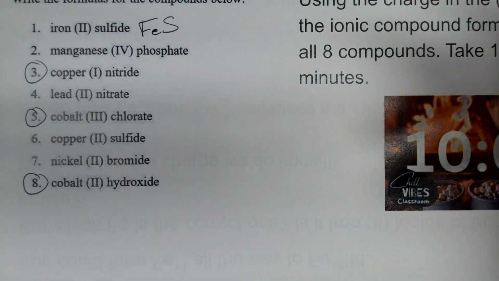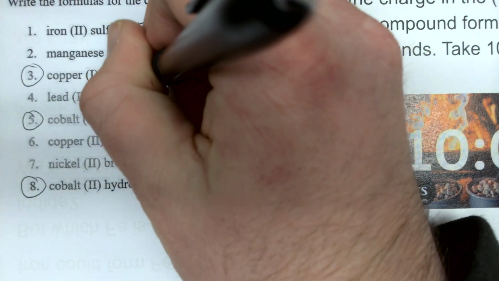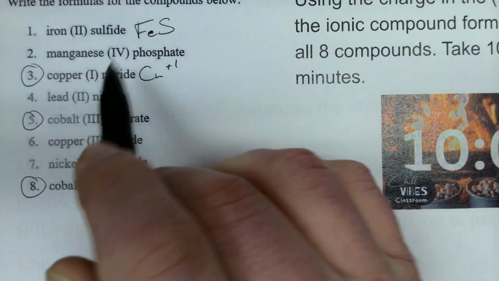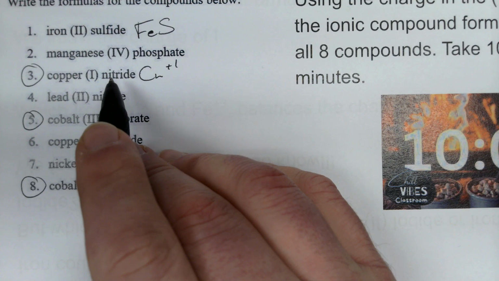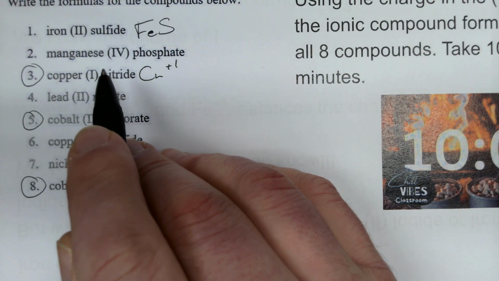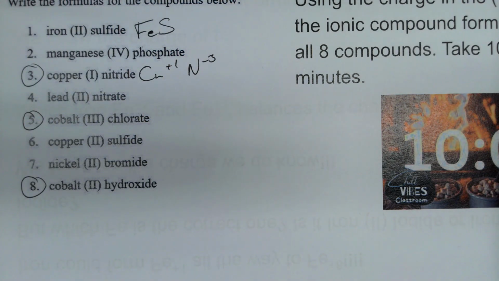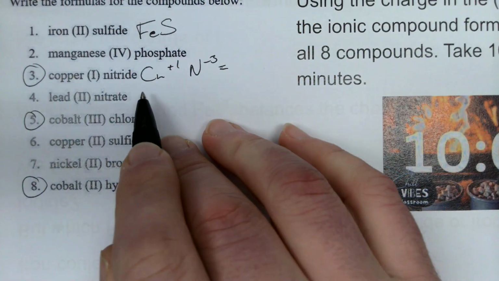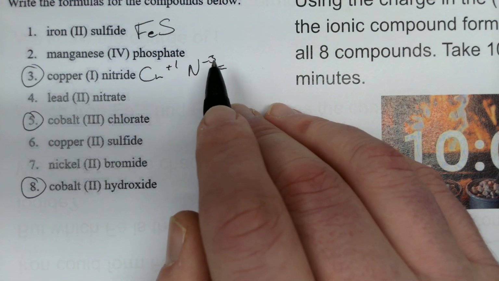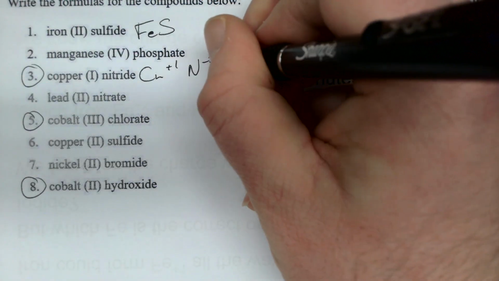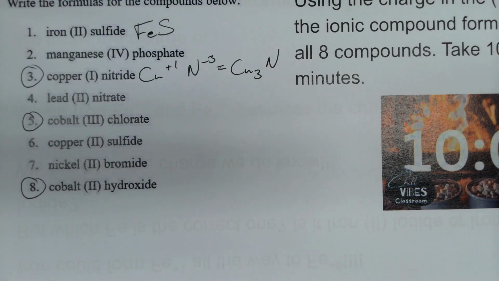So, copper, what's the cation for copper here? Cu plus 1. How do I know it's just 1? See the charge right there. Nitride is going to form which anion? N minus 3. Therefore, I need 3 coppers, 3 copper cations to cancel out the nitrogen's anion. So Cu3N. Feeling good?